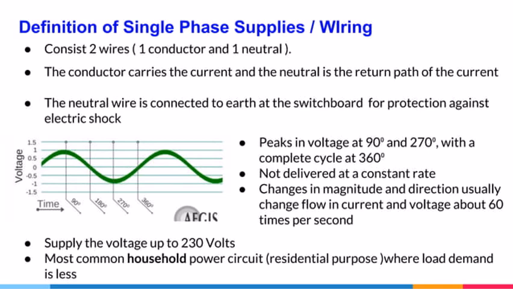During one cycle of rotation, that is about 360 degrees, the voltage peak occurs at 90 degrees and 270 degrees. So the current is not delivered at a constant rate. There will be a change in magnitude and direction, usually the current and voltage change about 60 times per second. The single phase AC supply can be used to supply a voltage of about 230 volts. It is mainly used for residential purposes where the load demand is less.